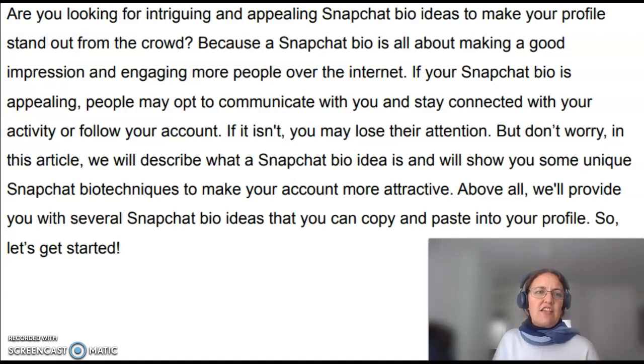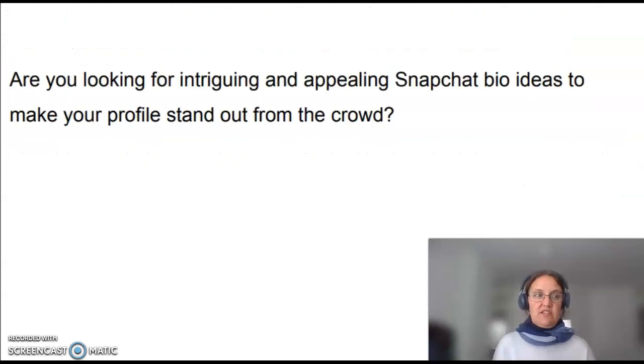It starts off by catching the reader's attention by posing a question. This is a good technique for starting an introduction, as it prompts the reader to think about the topic. Using a question is not always appropriate, depending on the type of work that you're producing. But you can also take that question and turn it into a statement instead. So, for example, an intriguing and appealing Snapchat bio can make your profile stand out from the crowd. So overall, this first sentence is a simple sentence. But if you're interested in improving your bio, the words intriguing and appeal will intrigue and appeal to you.